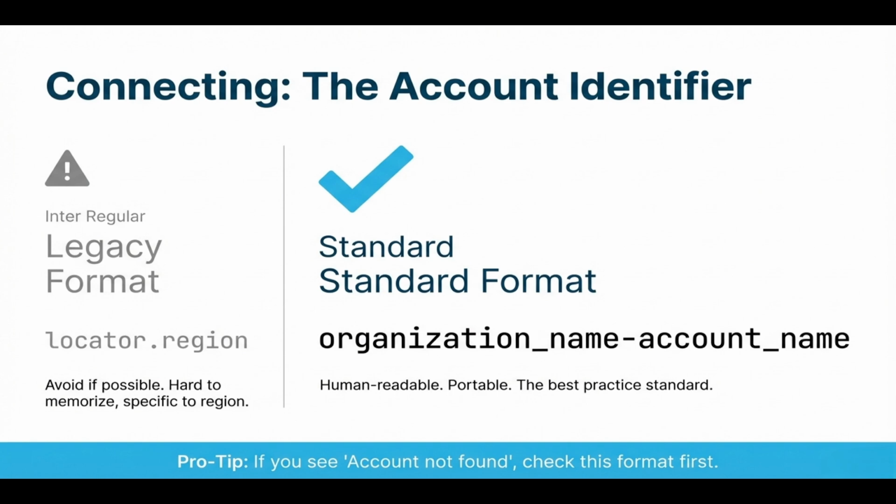Connect to Snowflake: the account identifier is a critical concept and it's important for the SnowPro Core exam. Snowflake supports two formats for the account identifier. The first is the legacy format, which looks like locator.region. This format is region specific, hard to remember, and not recommended unless absolutely required. The second and preferred option is the standard account identifier format, which follows organization name dash account name. This format is human readable, portable across regions, and considered a best practice by Snowflake.